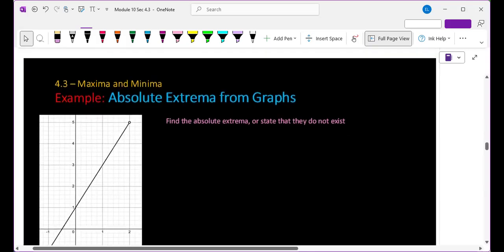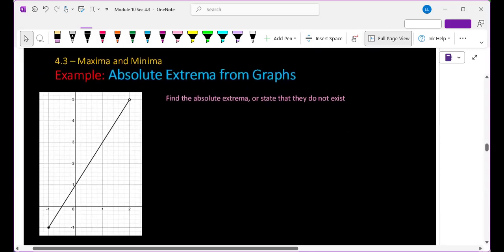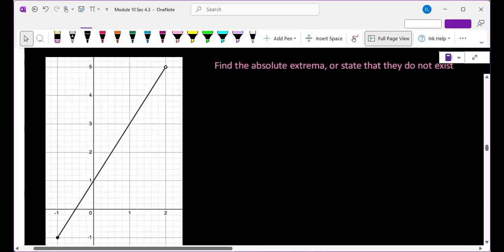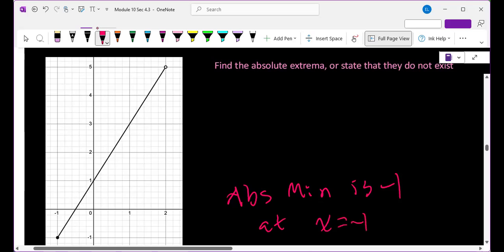But sometimes we get really silly looking graphs like this. Now the line segment in and of itself, not bad. But what makes this one weird? Yeah, that open circle. So looking, I got an absolute min. That's going to be -1. And it also happens to occur at x equals -1. Horrible mess.